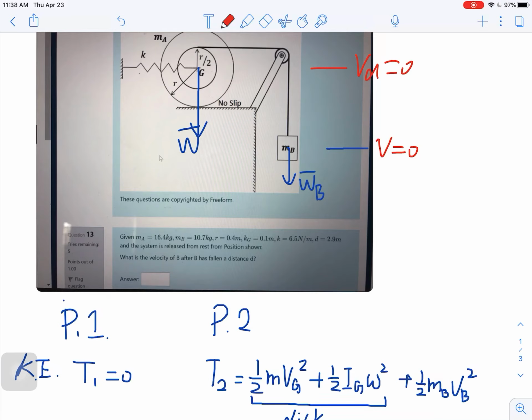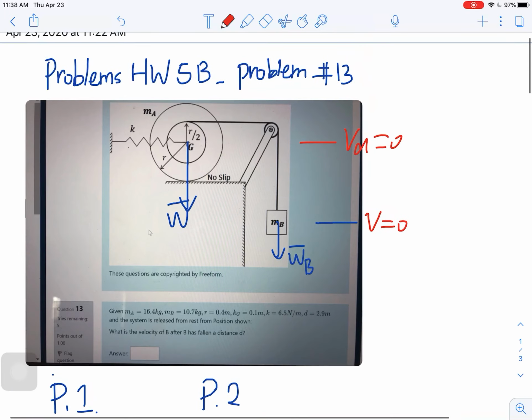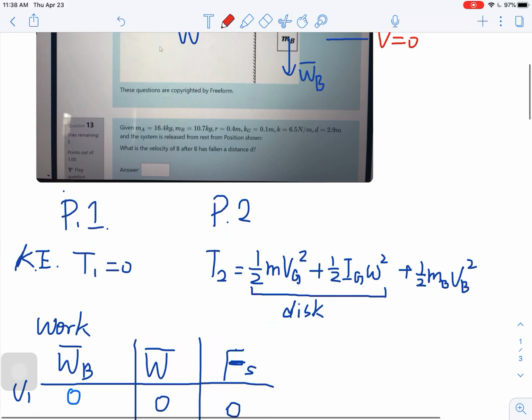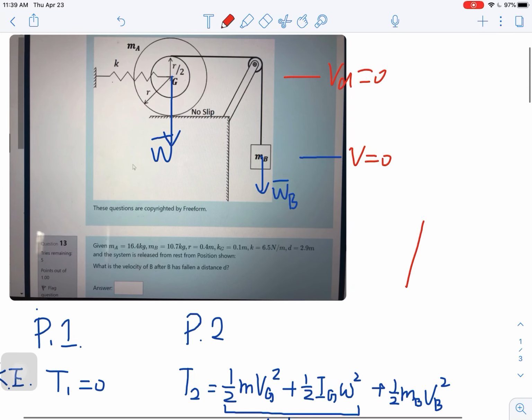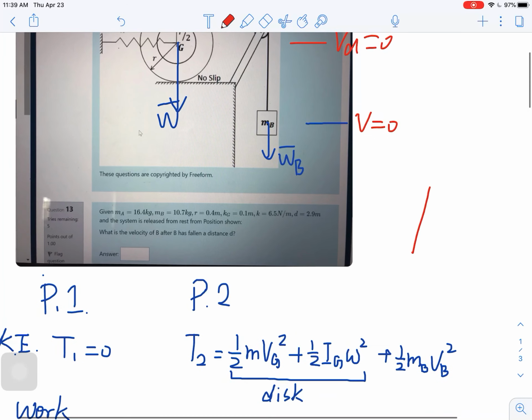So the system is released from rest. So the kinetic energy T is 0 at position 1. At position 2, we know both block B and the disk will move. So the kinetic energy from the disk can be analyzed in terms of the mass center G, which is going to be 1/2 m vG squared plus 1/2 I_G omega squared.